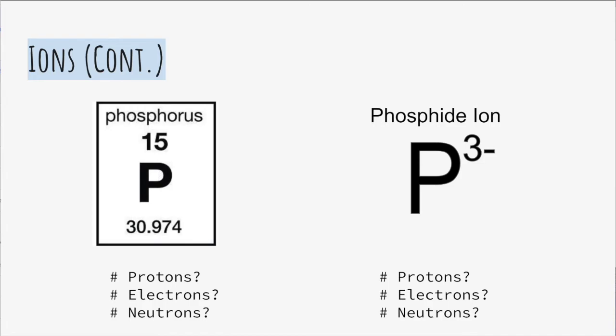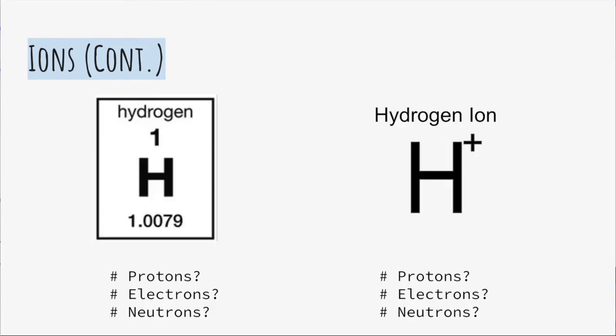Phosphide ion has a charge of 3-, which means that we are going to be gaining more negative particles. We are gaining 3 more electrons. So our protons and neutrons should stay the same. We still have 15 protons and 16 neutrons, but our electrons are going to be 3 more than we had in the neutral state. So we originally had 15 electrons. Now phosphide ion would have 18 electrons. Can you do the same for hydrogen and hydrogen ion?